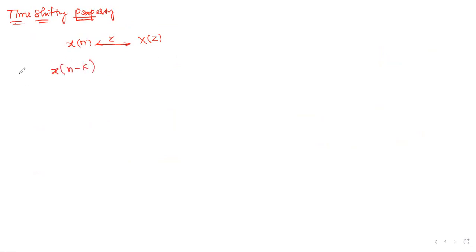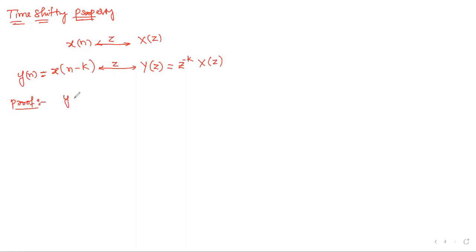Now, the second one is the time shifting property. What is this time shifting property? x of n Z transform is x of z. Now, if I shift the signal, x of n minus k, and store it in y of n, what is the Z transform? Y of z is equal to, if there is a shift in the time domain, you need to multiply by z power minus k into x of z. Now we will need to prove this.